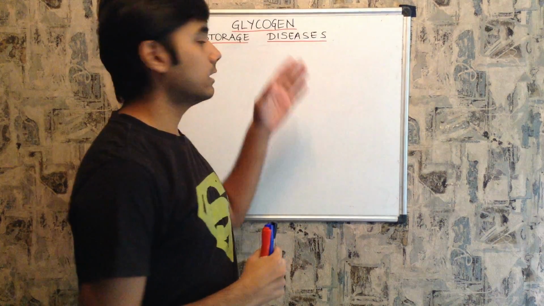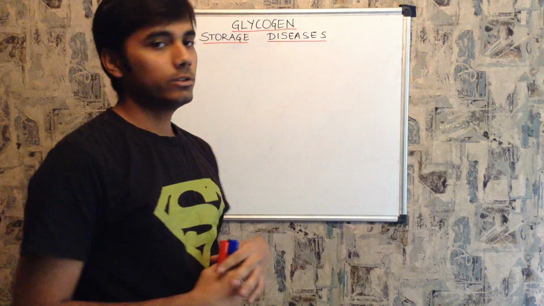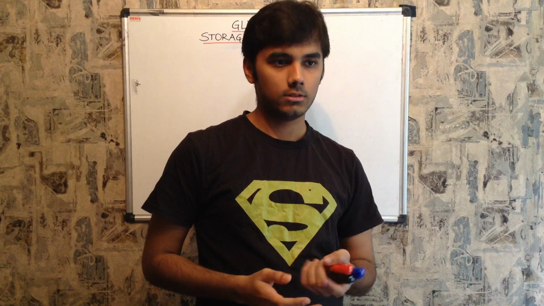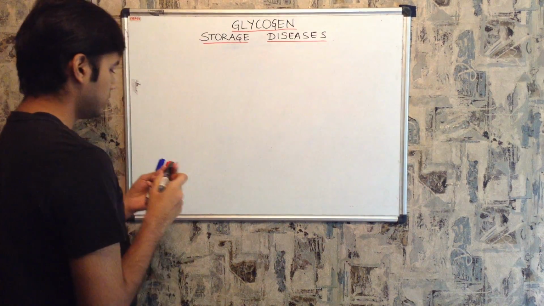So hi everyone, today we'll be discussing the most important topic, from which most of the exam questions are asked: the glycogen storage diseases. There are generally 6 types of glycogen storage diseases. We'll go through each of them, but first of all we'll start with the most important one, that is type 1 glycogen storage disease.